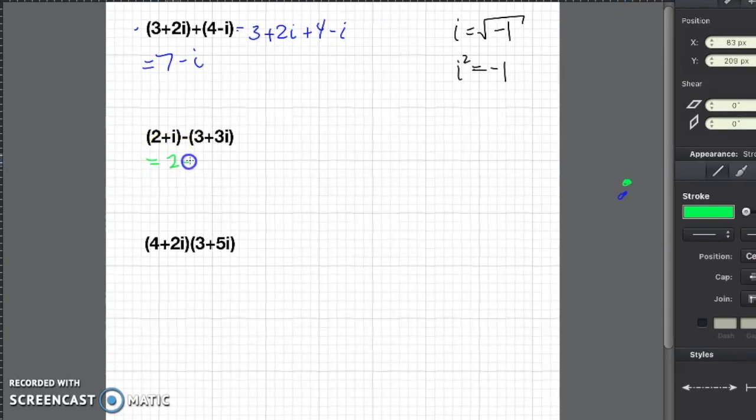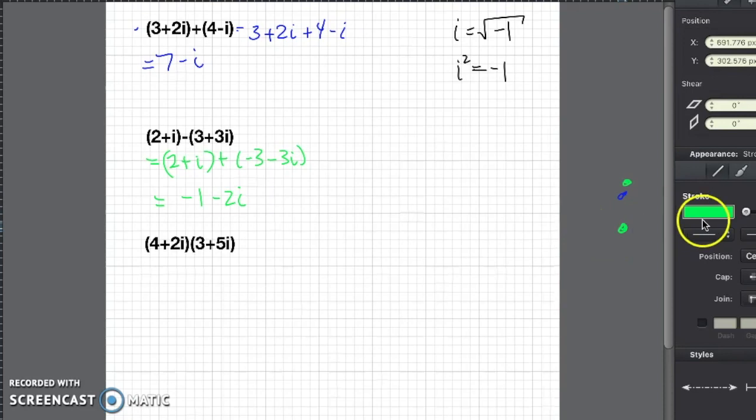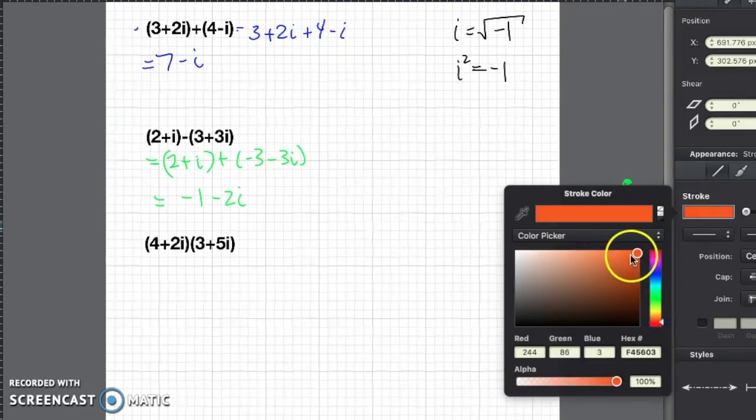First thing I'm going to do is 2 plus i. I'm going to distribute that negative. So I'm going to end up with a plus -3, minus 3i, okay? And then I go through the same steps as above where I'm just combining like terms. So then I have a positive 2, -3, so that's going to give me a -1. I have a positive i, I have a minus 3i, that's going to give me a minus 2i, okay? Nothing too surprising there. Like I said, it's supposed to be a little bit of a review.